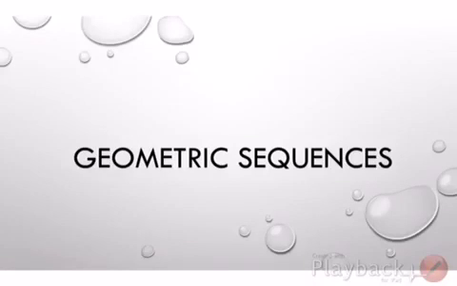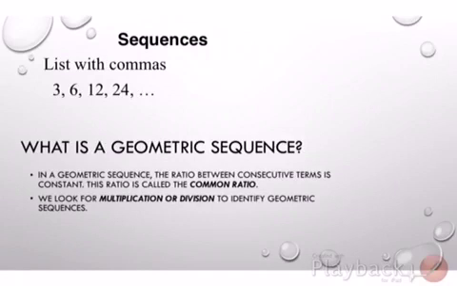Hi guys, just a quick lesson on geometric sequences. With geometric sequences, it's going to be given as a list again with commas, and when you study the geometric sequence, you should notice that it's no longer a common difference between them, because then they would be arithmetic, but what you're looking to see is a common ratio.